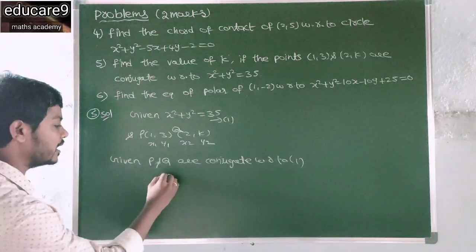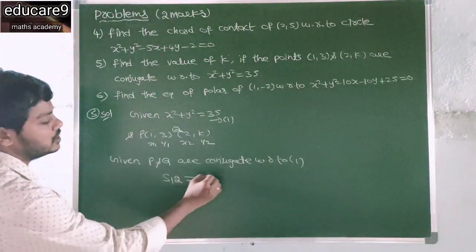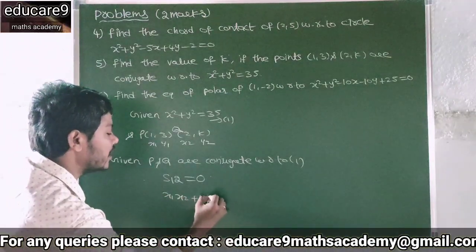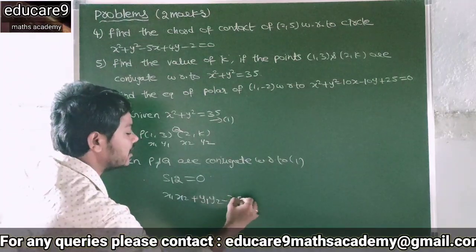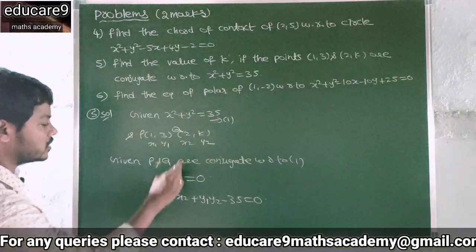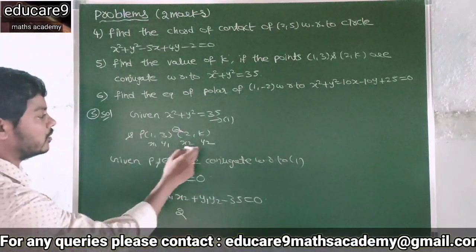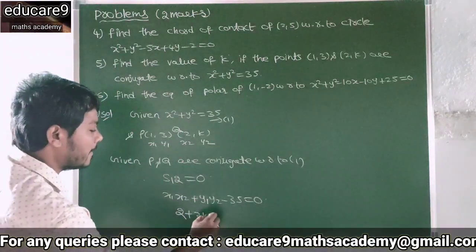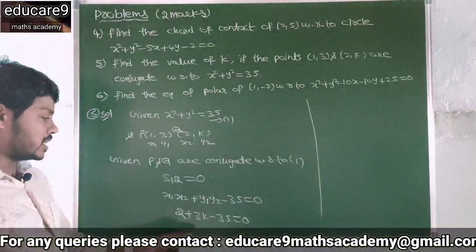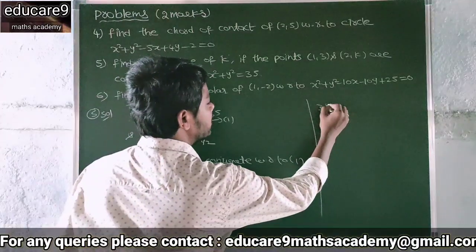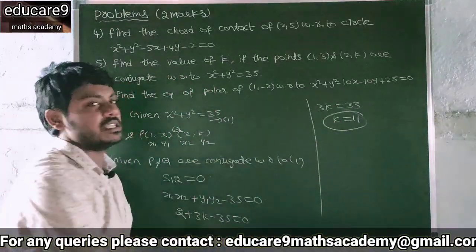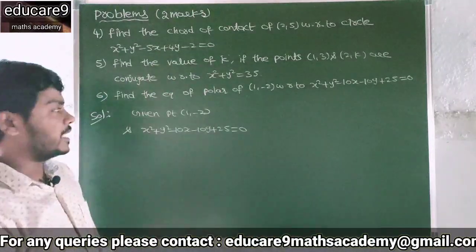So therefore S12 is equals to 0. So that is what? x1 x2 plus y1 y2 minus 35 is equals to 0. x1 x2, that is 2. y1 y2, that is plus 3k, minus 35 is equals to 0. Now this is 3k is equal to 33 and k is equals to 11. So this is the value of k. So see the next one.